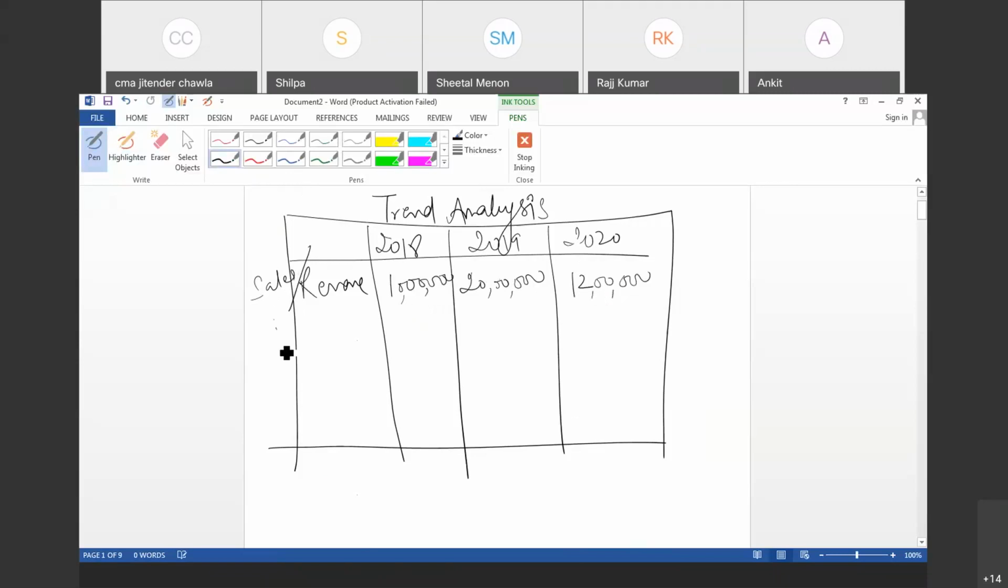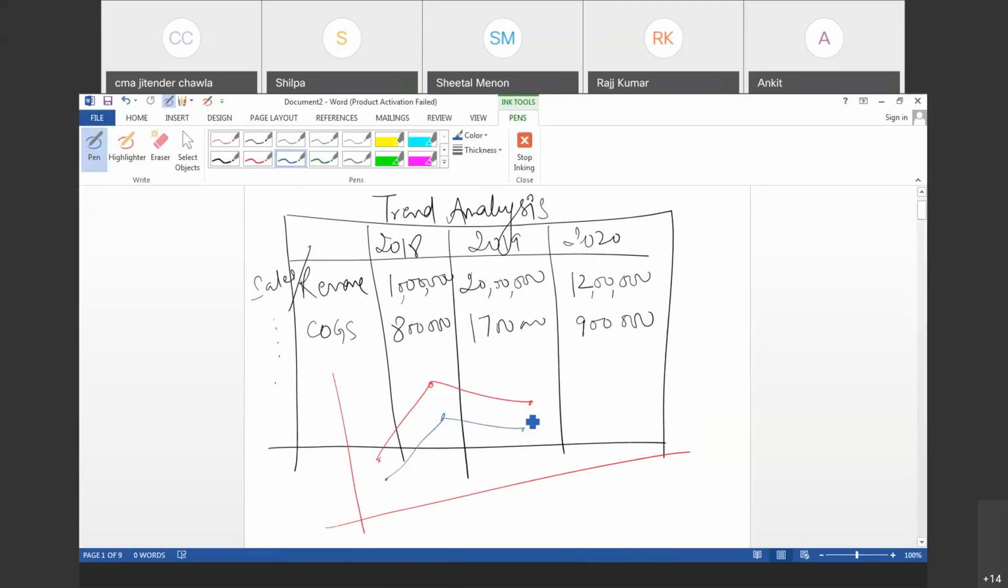You have different items, COGS, 8 lakh, say 17 lakh, say, for example, 9 lakh. You prepare a diagram of it. The value from 10 to 20 to 12, COGS from 8, 17 to 9, right? So let's say it is nothing else but the time series analysis.